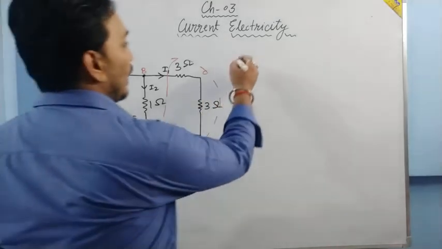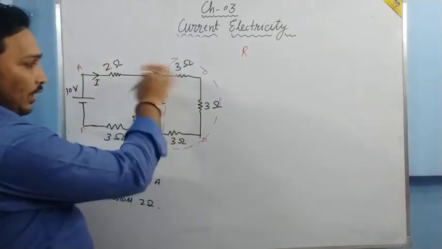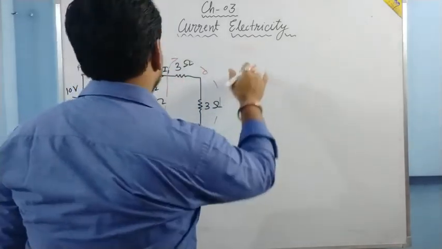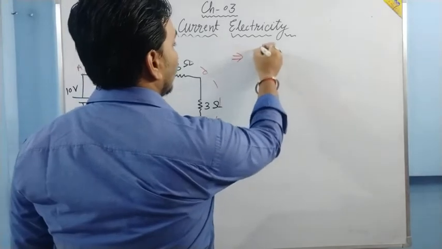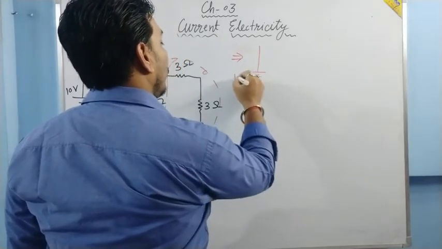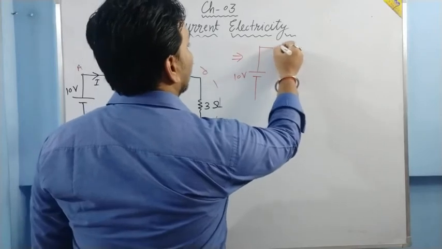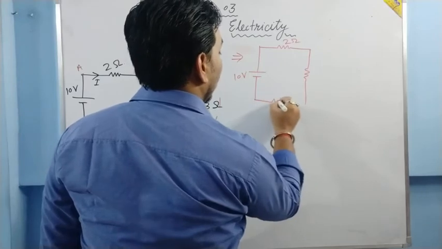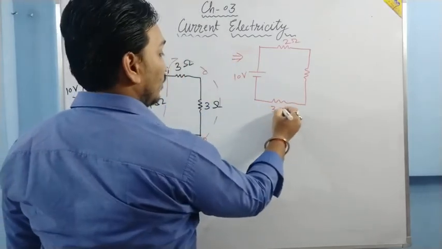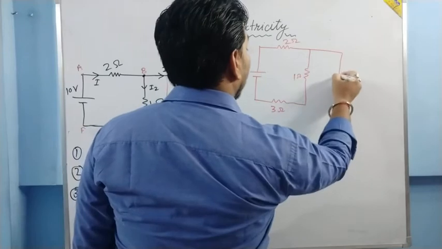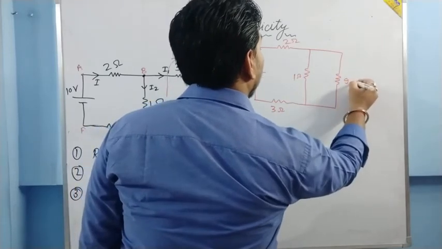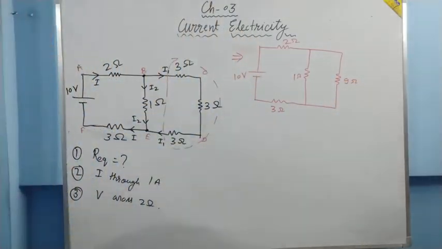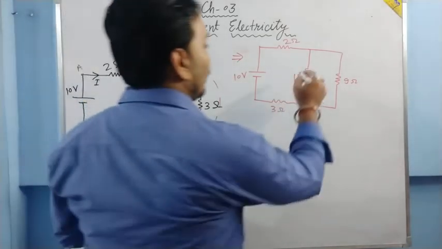So for these two only, okay? Or suppose, let us make a simplified circuit also. We have been given a voltage of 10 volt, a resistance of 2 ohm, this resistance is of 3 ohm, this is of 1 ohm, and we have calculated and found that this resistance is of 9 ohm. Now 1 ohm and 9 ohm are in parallel combination.